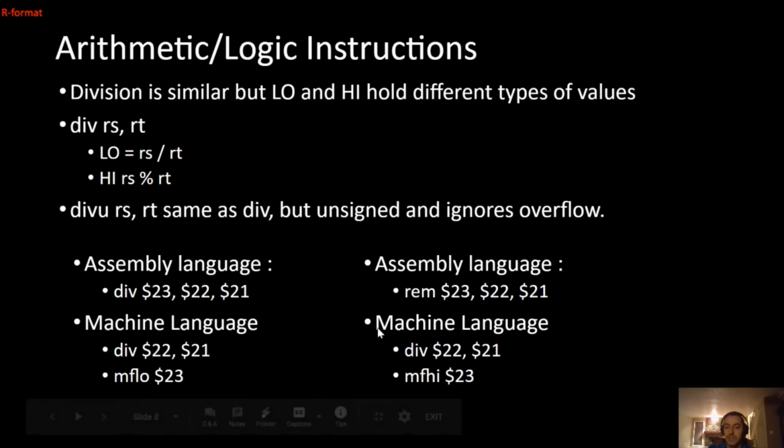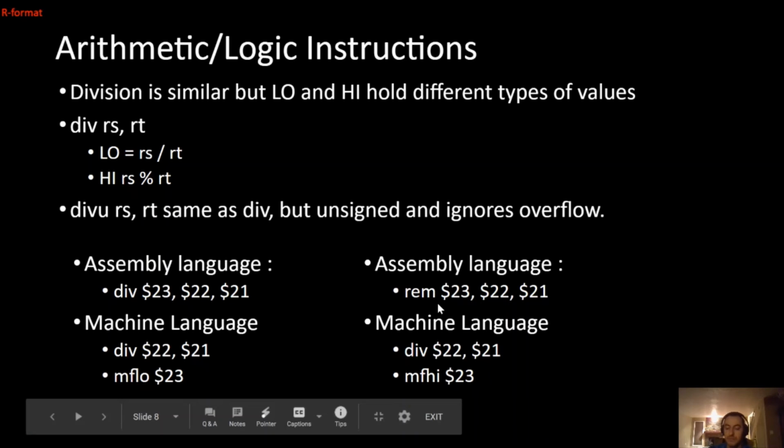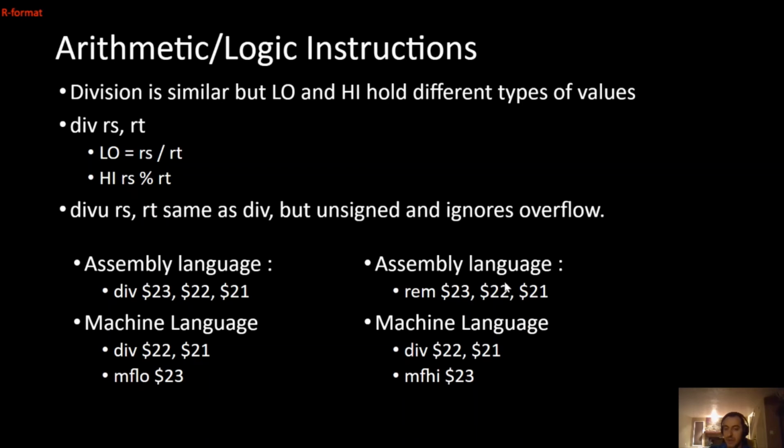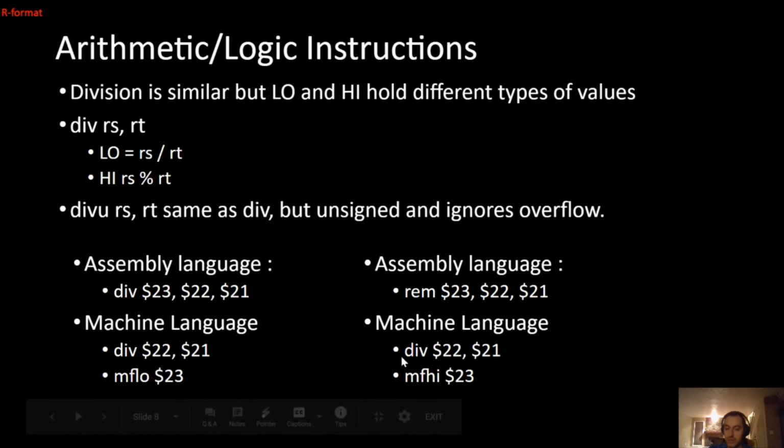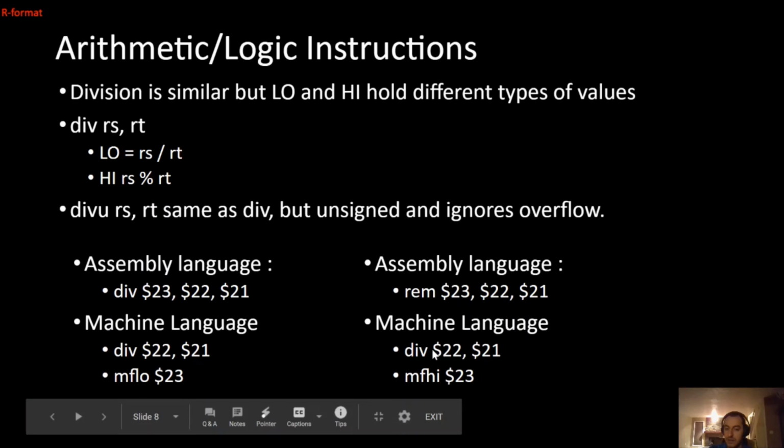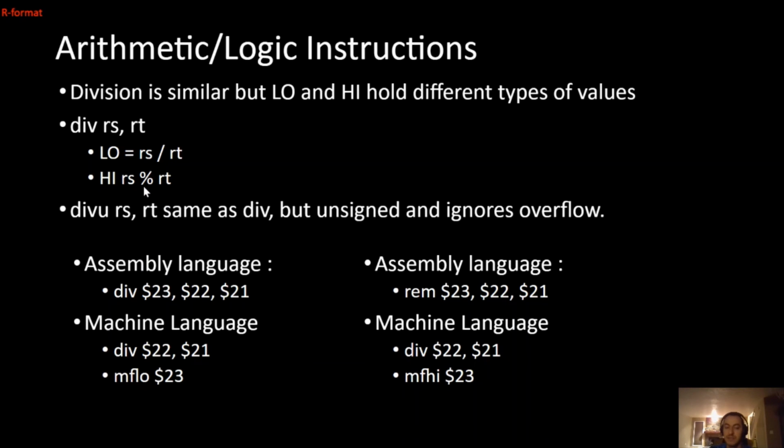If you are doing a remainder operation, it's the same idea. You are getting the remainder of the division of register 22 by register 21, and you are saving the result in 23. So it's the same operation, the division with two registers, and this time you are taking the result from the high register, which has the result of this remainder.